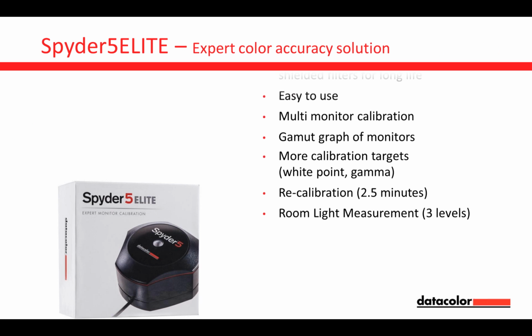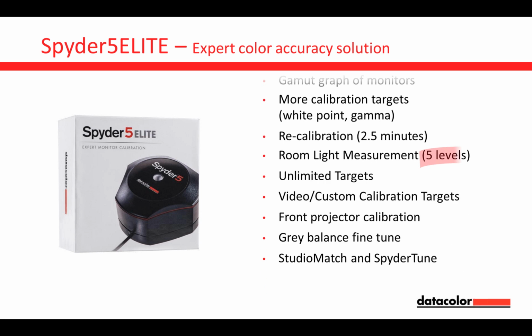Okay, let's continue, and we will continue with the Spyder5 Elite. The Spyder5 Elite has the same functionalities like the Spyder5 Pro, but more to come. We have the room light measurements, yes, again, but now 5 levels. We have now unlimited targets. Unlimited target means whatever brightness level you want to calibrate your monitor, whatever gamma, white point, you can just select it. We have video targets.